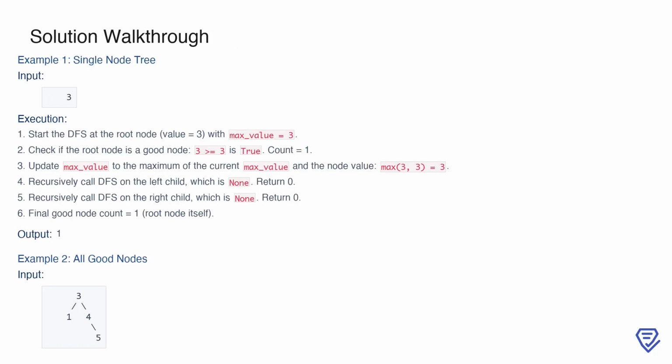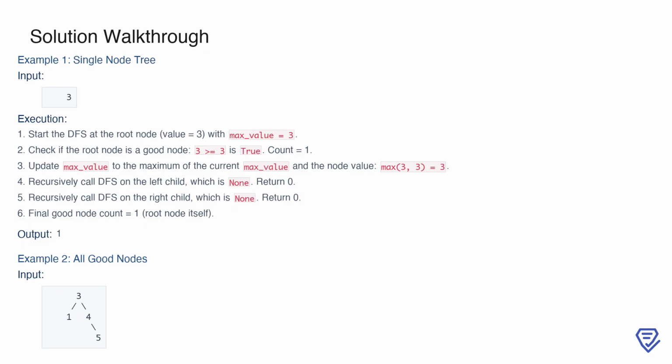In the first example, we have a single node tree where the root node has a value of 3. We start a depth-first search, or DFS, at the root with an initial max_value set to 3. The root node's value is compared with the max_value, and since 3 is greater than or equal to 3, it qualifies as a good node. We increment the count to 1.